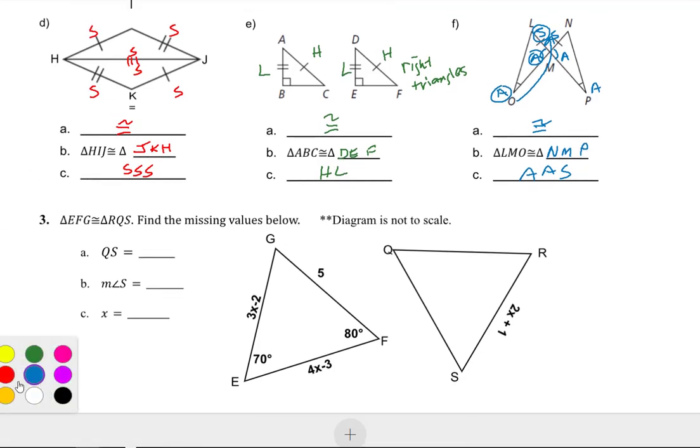Looking for number 3, we want to find the missing values. So best way to do that is just to mark the corresponding parts on the triangles. So they're telling us that EF and RQ are going to be congruent to each other. Also angle E and angle R, angle F and angle Q, and angle G and angle S. So I'm going to mark all those with corresponding marks. And then also need to do the sides. It takes a little bit extra time to do this, but overall it makes it easier to do, I think.